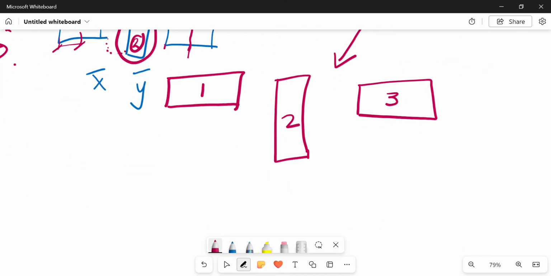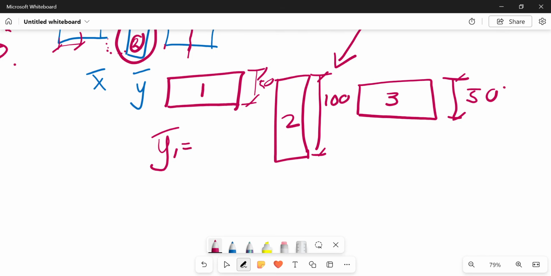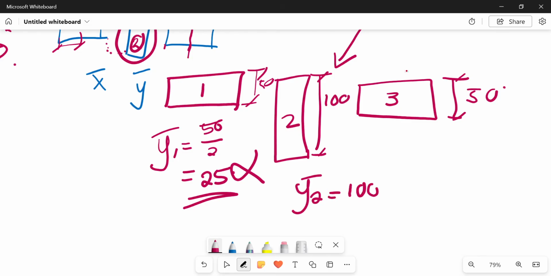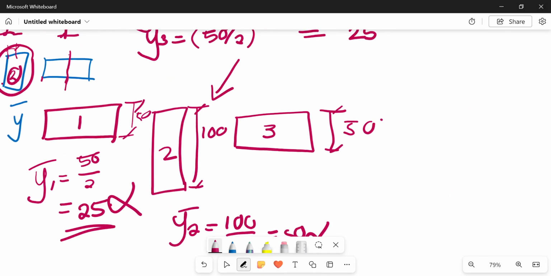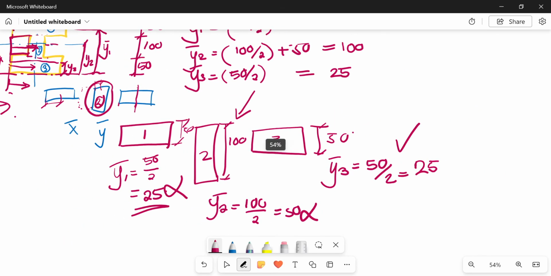By looking at this shape, let's give it the same dimensions. This is 50, this is 100, and this is 50. When looking at this, you would simply say Y bar 1 would be 50 over 2, which is 25, and this would be incorrect because we already know what it is. For Y bar 2, you would say 100 divided by 2, which is 50, and that is incorrect. The only correct one in this instance would be your Y bar 3, because that 50 divided by 2 would still be 50 divided by 2.